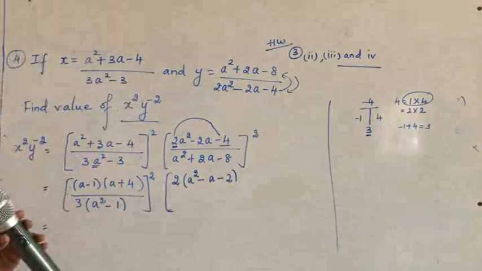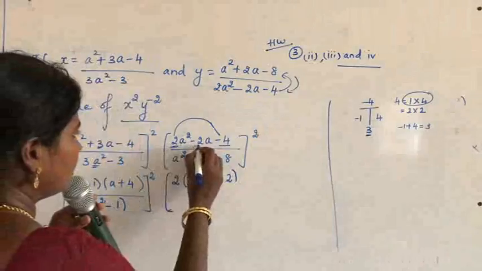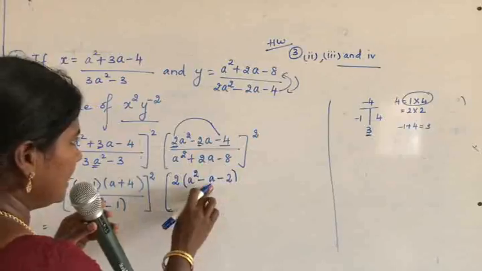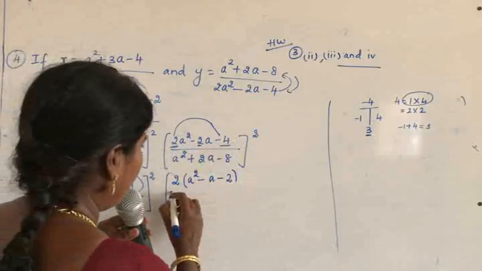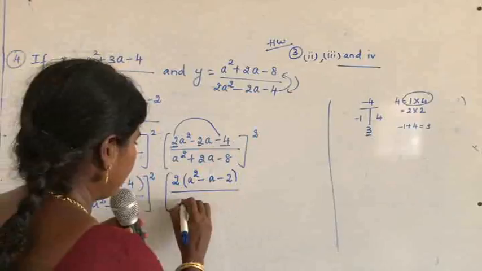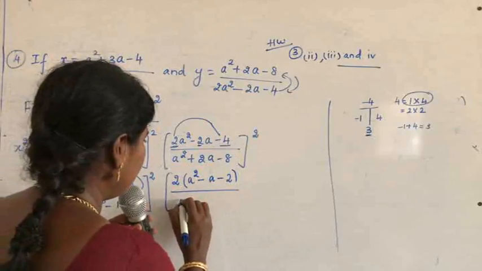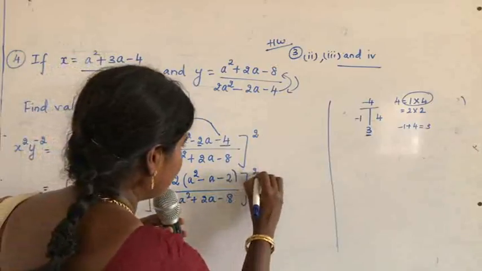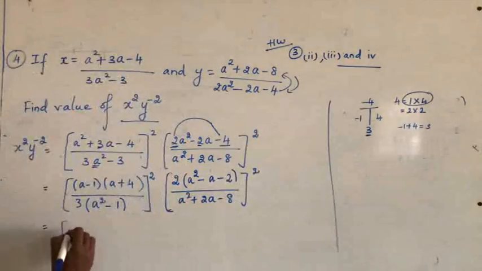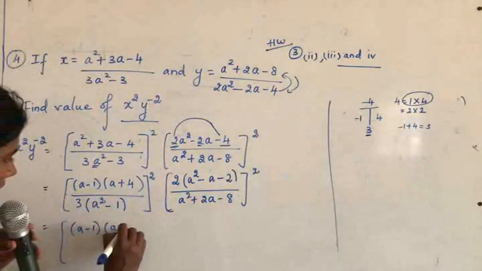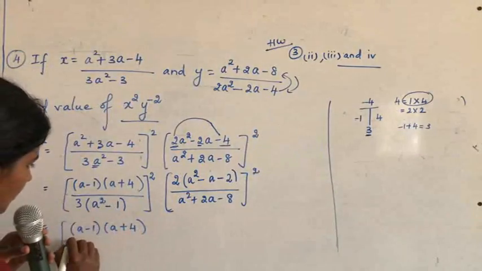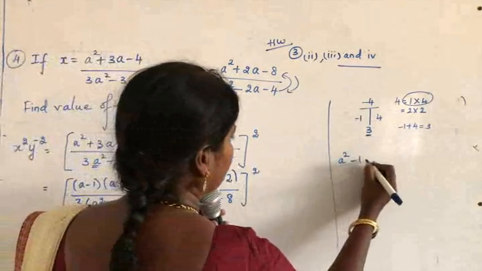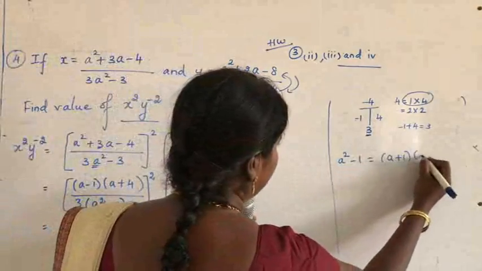So take out the common first. What can be taken common? 2 can be taken common. When you take 2 common, what is left here? A square minus a minus 2 upon, here same thing. What is left here? A square plus 2a minus 8. I'll just factorize this in the next step. So what do you get here? A minus 1, a plus 4 upon, now a square minus 1 can be written as a plus 1 into a minus 1.